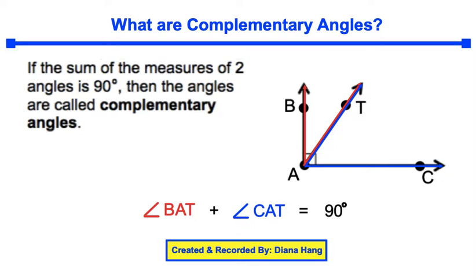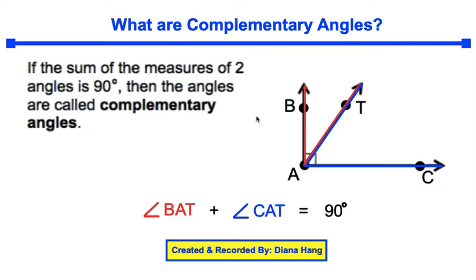In this video tutorial, we're going to be talking about complementary angles. The definition of complementary angles is: if the sum of the measure of two angles is 90 degrees, then the angles are called complementary angles.